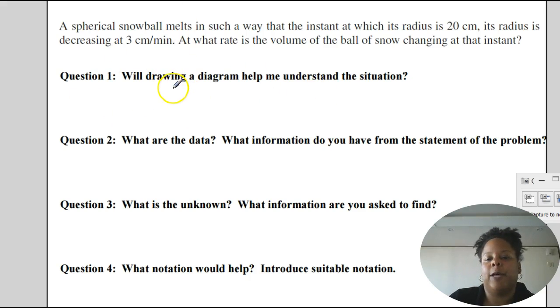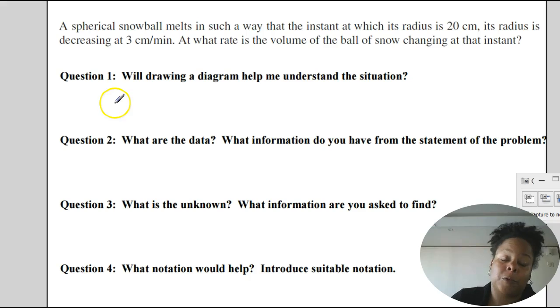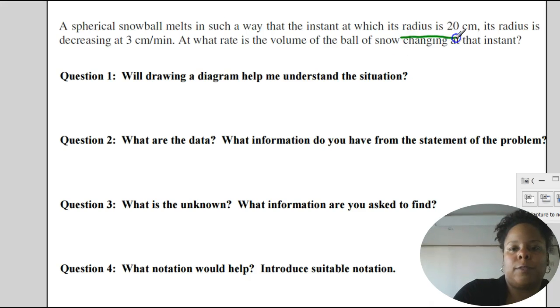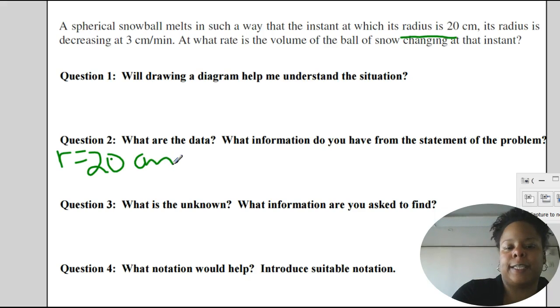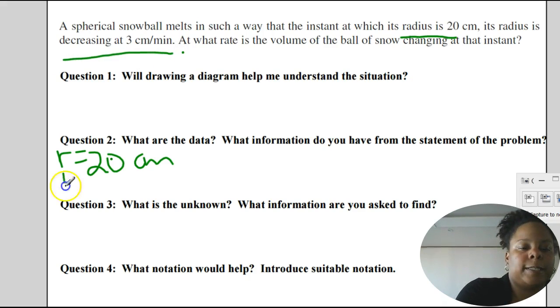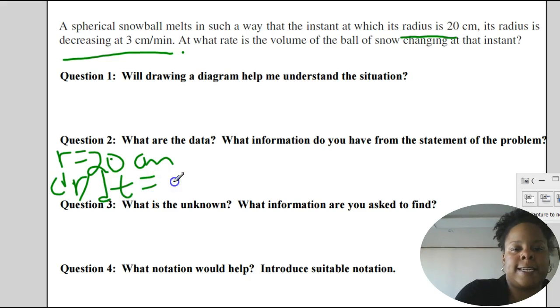Will drawing a diagram help me understand this situation? No, not really, because I know what a spherical snowball looks like. But for some of you who may not, that may help. Question 2, what is the data? Well, the data that I have is that the radius is 20 centimeters, and the radius is decreasing at a rate of 3 centimeters per minute. So I'm going to say dr/dt is equal to -3 centimeters per minute.